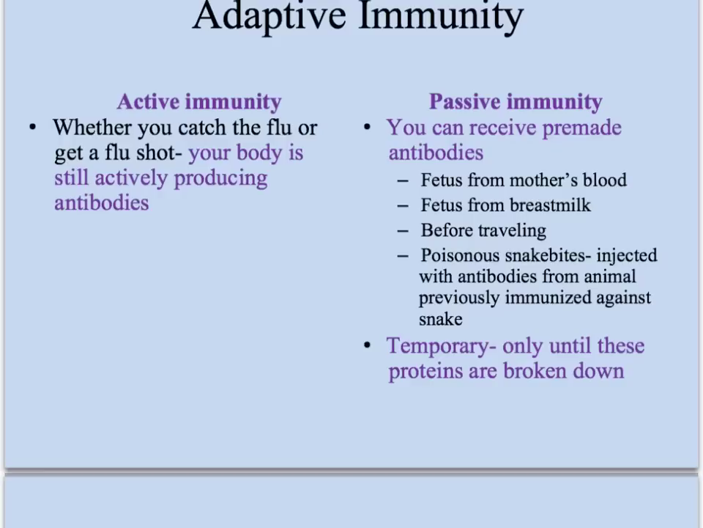Passive immunity, you can receive pre-made antibodies, right? This can be from your mom's milk, like breast milk. She can usually pass that on to her baby. Before traveling, you can get shots of pre-made antibodies. With poisonous snake bites, you can be injected with antibodies from an animal previously attacked by that snake. So if a snake bites a horse and then that horse develops an immunity against that snake bite, you can take antibodies from the horse and put them in yourself, and then you will be immune to that snake bite. Right, so the only problem with passive immunity is that it's temporary.